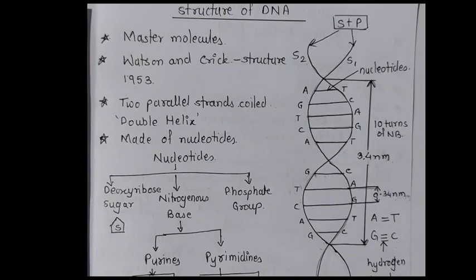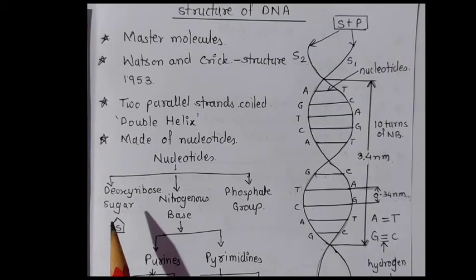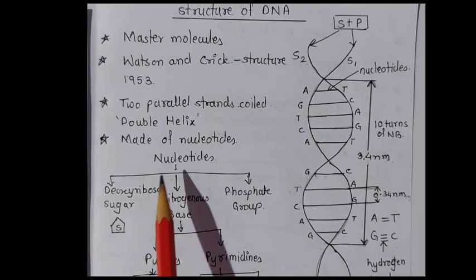Okay, now next what we have to learn is what it is made up of. This total DNA is made up of some substances, and those substances are deoxyribonucleotides.